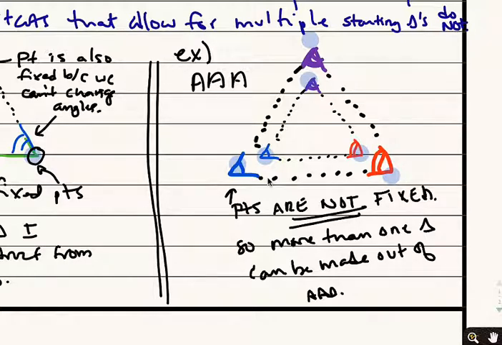Okay, so if I can make more than one triangle out of angle, angle, angle, that means I can't guarantee, once I've reflected, translated, or rotated it, that I'll end up with the same triangle I started with, simply because the points themselves were variable to begin with.